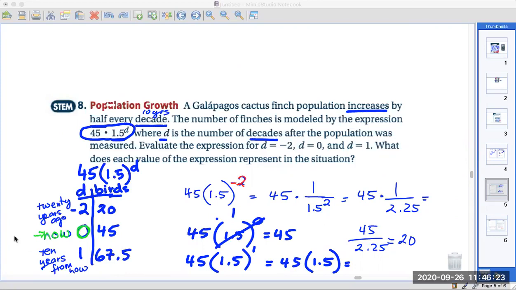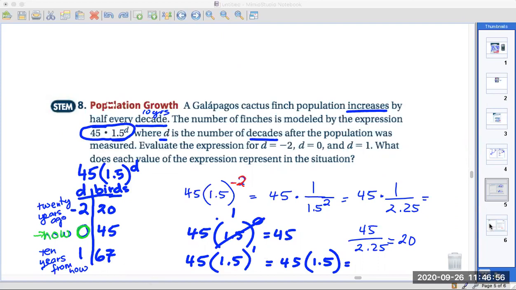Now, we cannot have part of a finch. So should we round up or down? You cannot have a decimal if it's a living being like that. So we need to round. I'll round down. So there's 67 finches, hopefully in 10 years from now, if this trend continues, that it grows by half. Okay, so that's a prediction. This is from the past, this is now, this is a prediction of your growth for the future.